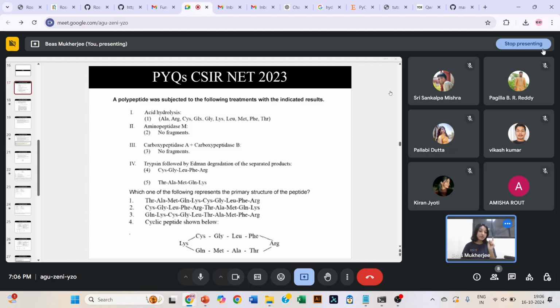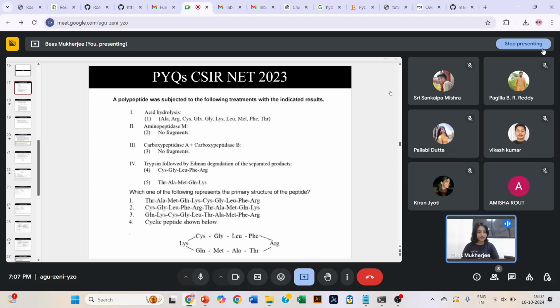Now, it would have been possible that carboxypeptidase A and B do not give any fragments even if it is a linear peptide. When would that be possible? If the ends had proline. If the C terminal had proline, only then it could be possible, because A does not cleave when there is proline and B cleaves only when there are two residues and proline is not included. But we are not seeing any proline in the first step, acid hydrolysis. So that rules out this entire possibility.